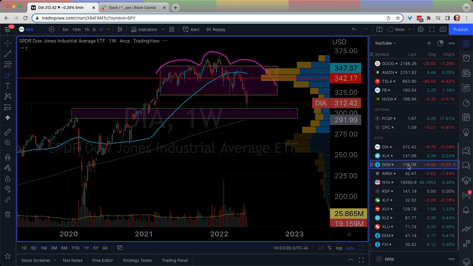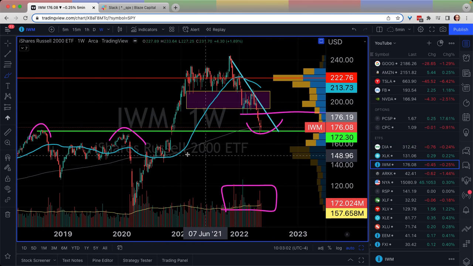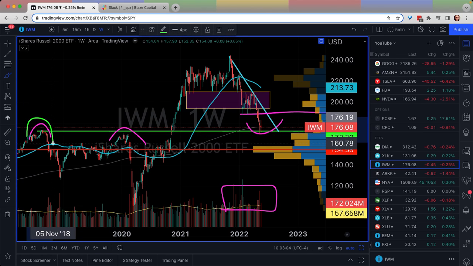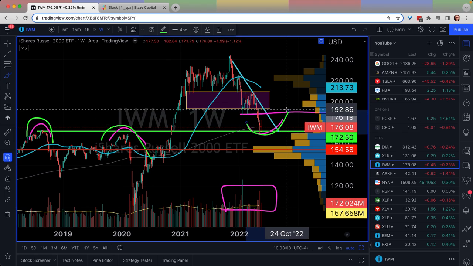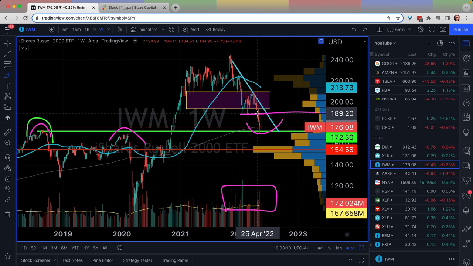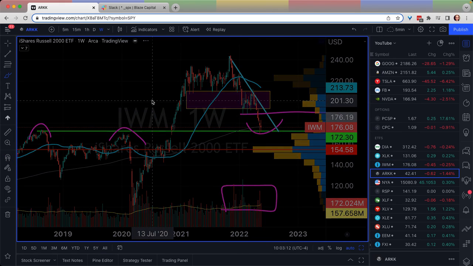Looking at the Russell, like we talked about before, the Russell is stabilizing on the area of previous tops. We got the 2018 high, the 2020 high, and that is where we're trying to form a local bottom. We did print a higher high and a higher low, and that is constructive.